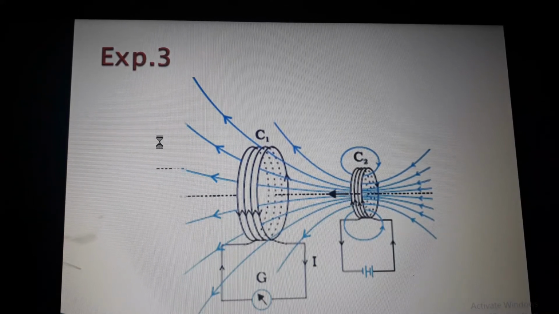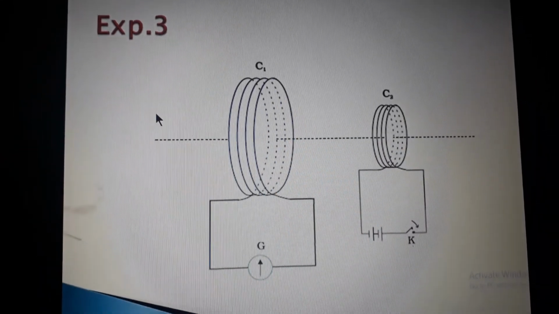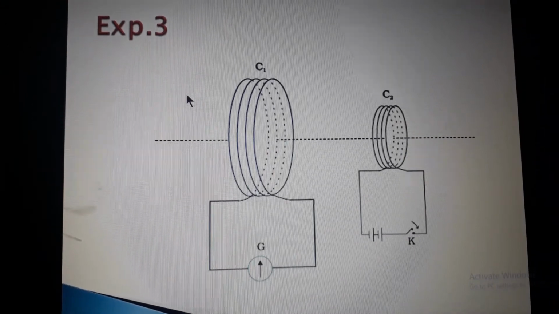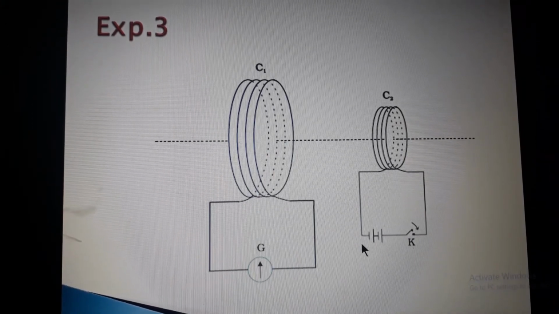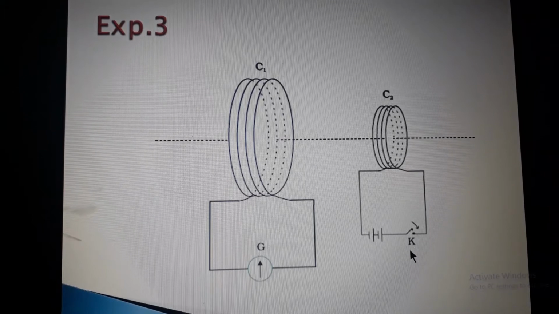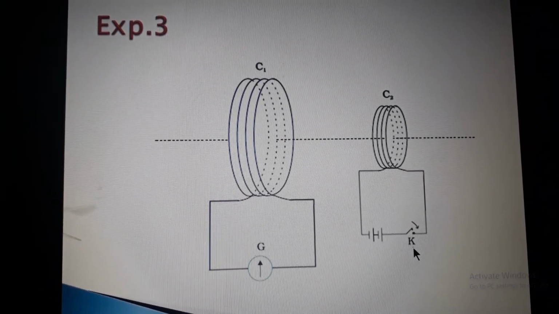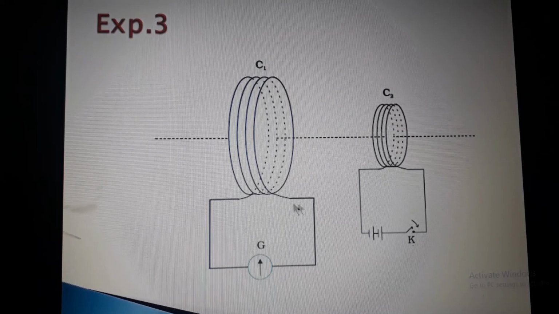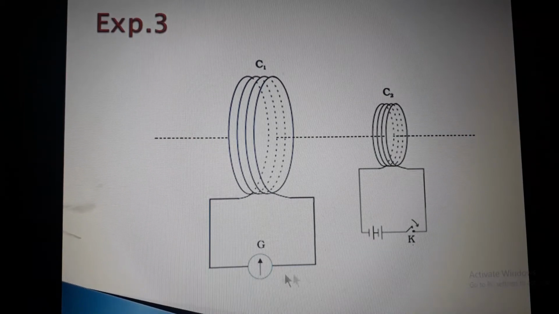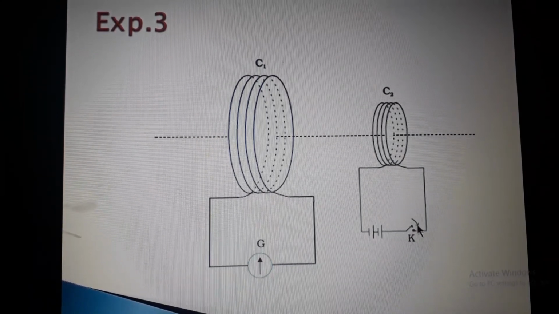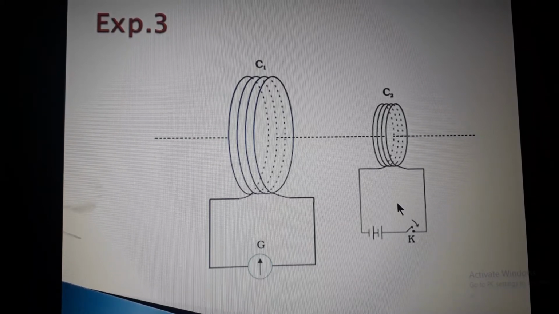Then after that, experiment number 3, just see. Now here a power supply is used, but now K, meaning a key, is also used. Again the coil here is C2, this one is coil C1, and again the galvanometer. Now when this key is open, what happened? When this key is open, no power supply is given to this coil.